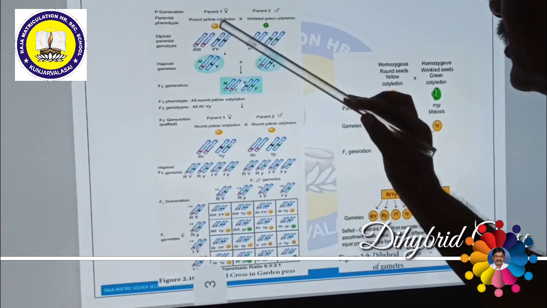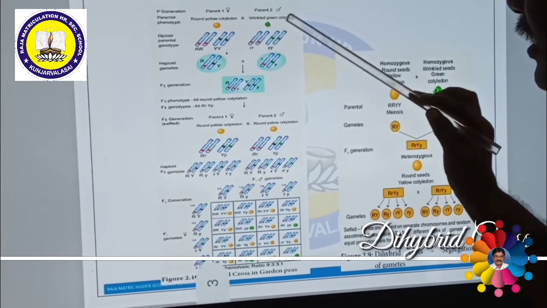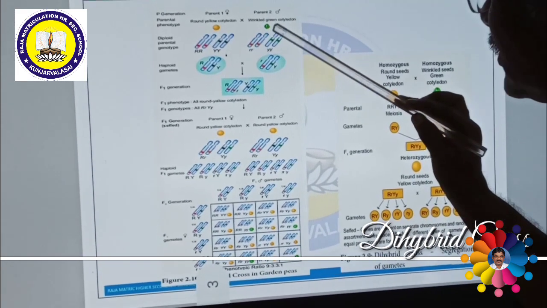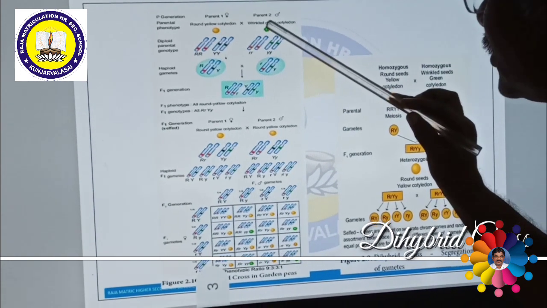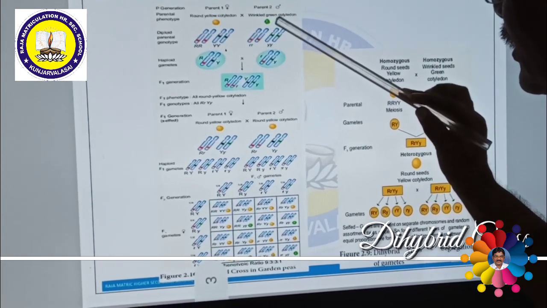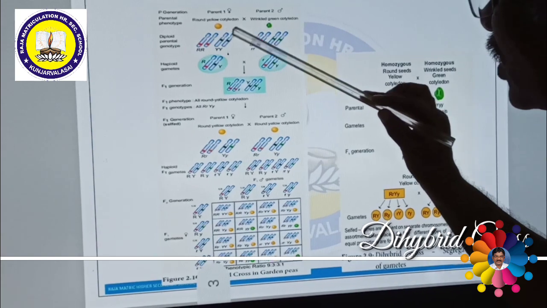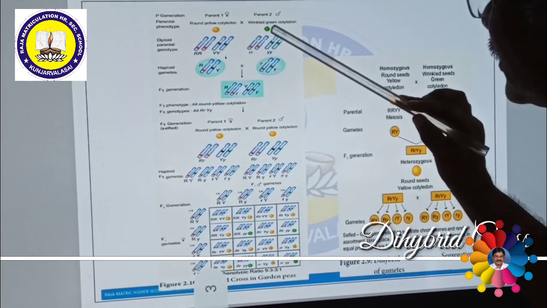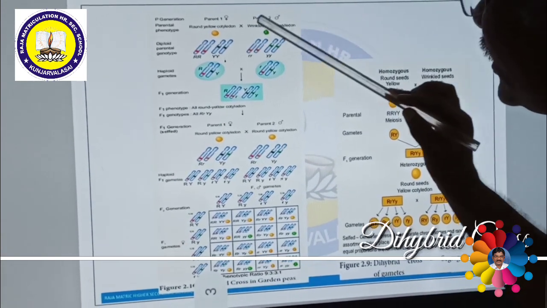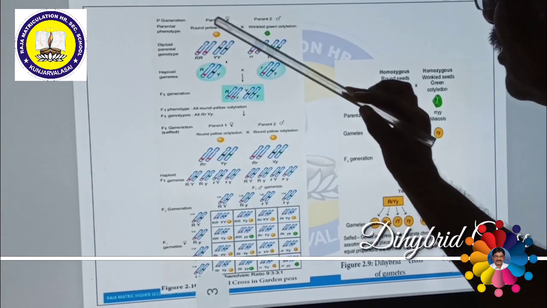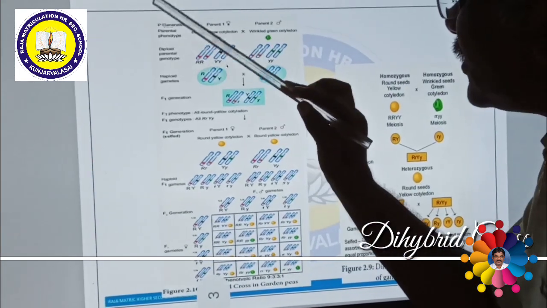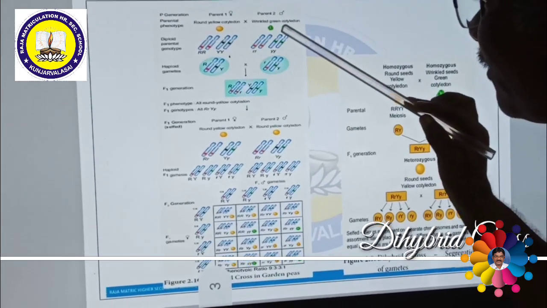The shape of the seeds has two different contrasting characters. That means one is round, another one is wrinkled. Wrinkle means strings, which you can understand. The seeds become round here, and here some wrinkles, strings are there. So these are two contrasting characters of one trait. What is the trait? Seed shape.